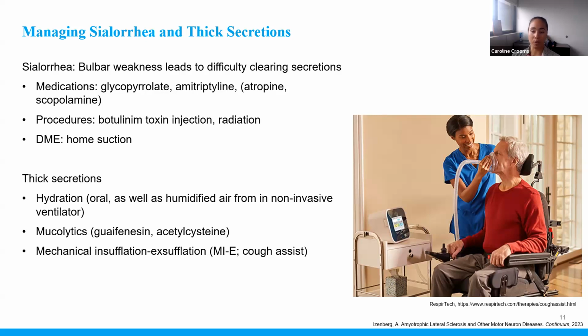Can also help people with lung volume recruitment. So often this is recommended fairly early on, and peak cough flow is one of the respiratory pulmonary function tests that is often tested in an ALS patient.